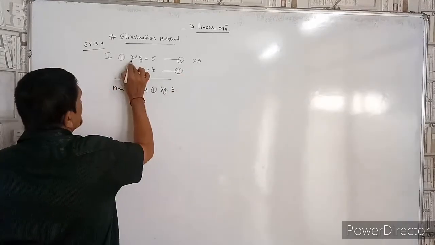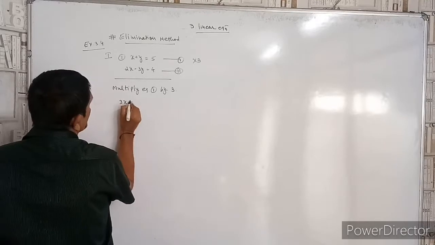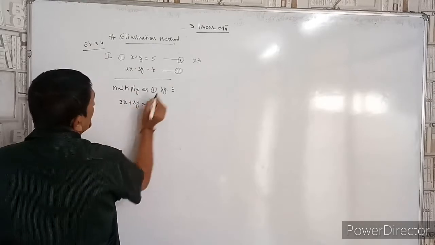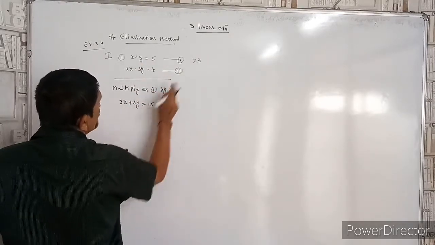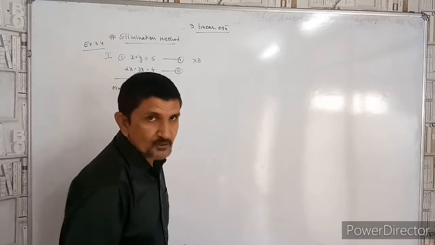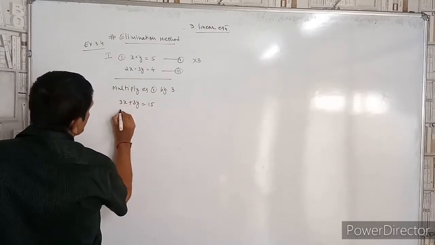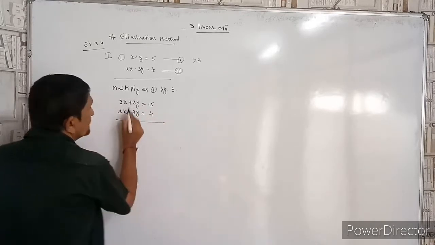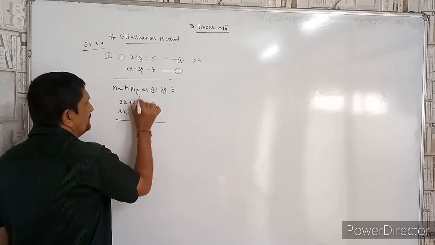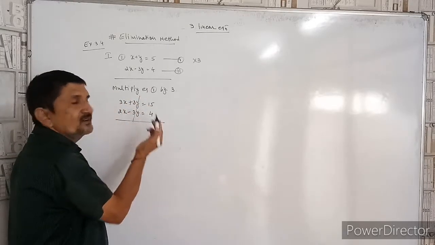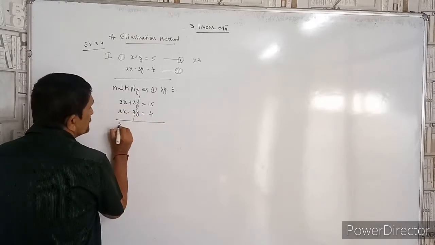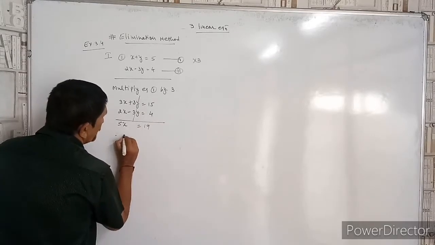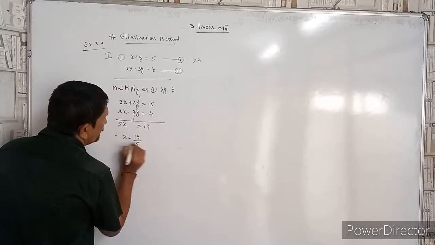So what will happen? 3 will multiply with x, so it is 3x plus 3y is equal to 5 threes are 15. Don't forget to multiply the constant term also. The second equation stays as it is, 2x minus 3y is equal to 4. Now these are two opposite signs, so we can cancel them by addition: plus 3y minus 3y is cancelled. 3x plus 2x is 5x is equal to 15 plus 4, it is 19. Therefore x is equal to 19 by 5.